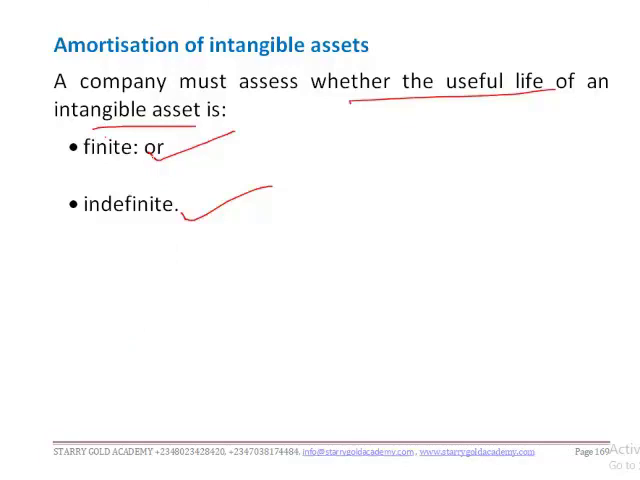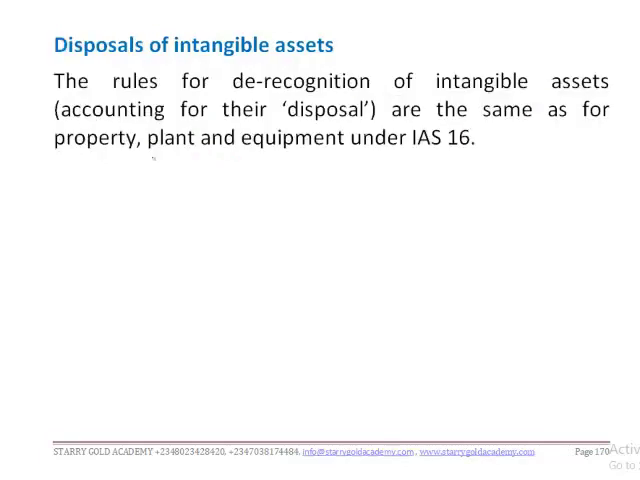A finite useful life is a useful life that is known from the start, when the asset is being put to use, like say 5 years, 10 years, 20 years. We can determine when the asset will no longer be relevant for use, or has no residual value. Are we together? So if the useful life of an intangible asset is assessed as finite, then the company must assess its useful life. However, an intangible asset is assessed as having an indefinite useful life when, based on analysis of all the relevant factors, there is no foreseeable limit to the period over which the asset is expected to generate net cash inflows.